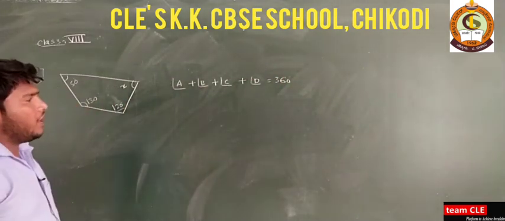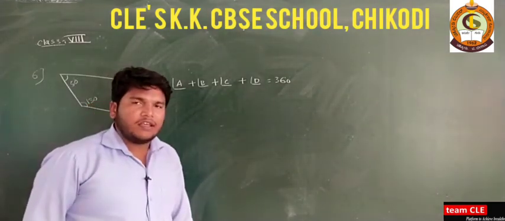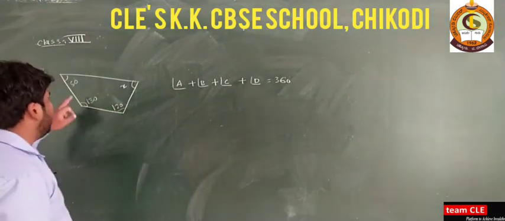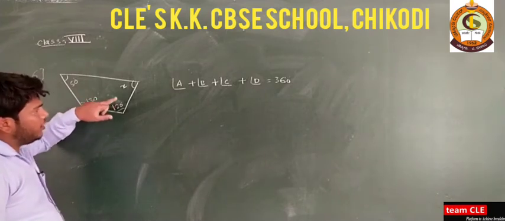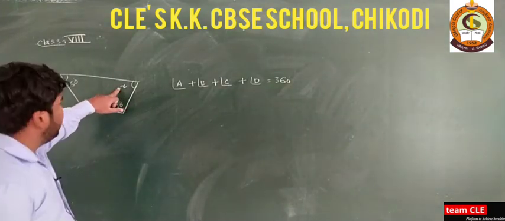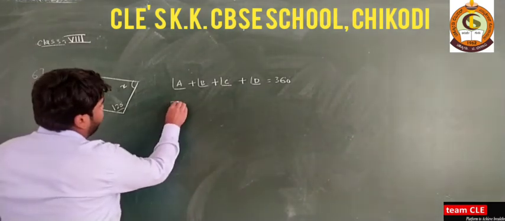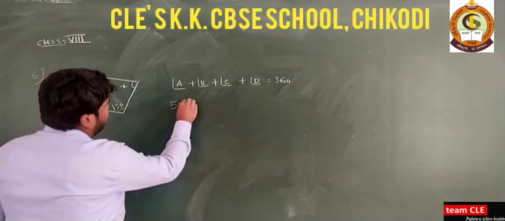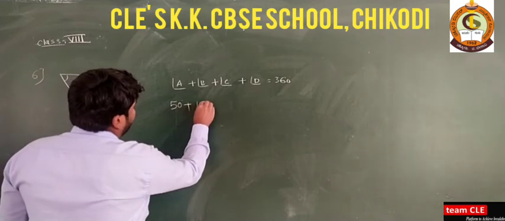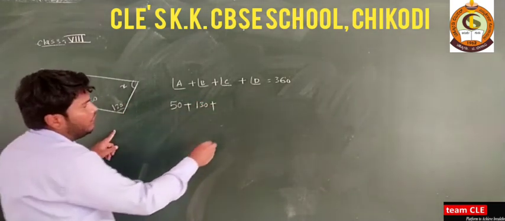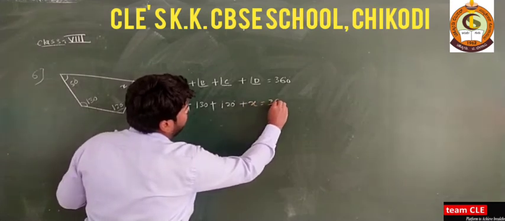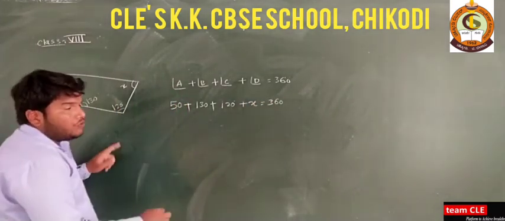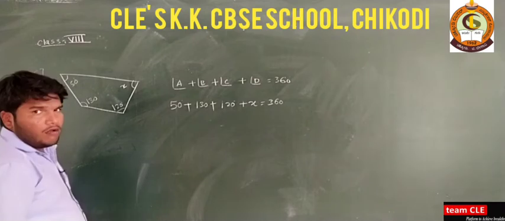Angle A plus angle B plus angle C plus angle D is equal to 360 degrees. Here angle A is 50, angle B is 130, angle C is 120, but we don't know angle D. So I substitute the values given in the figure: 50 plus 130 plus 120 plus x is equal to 360 degrees.